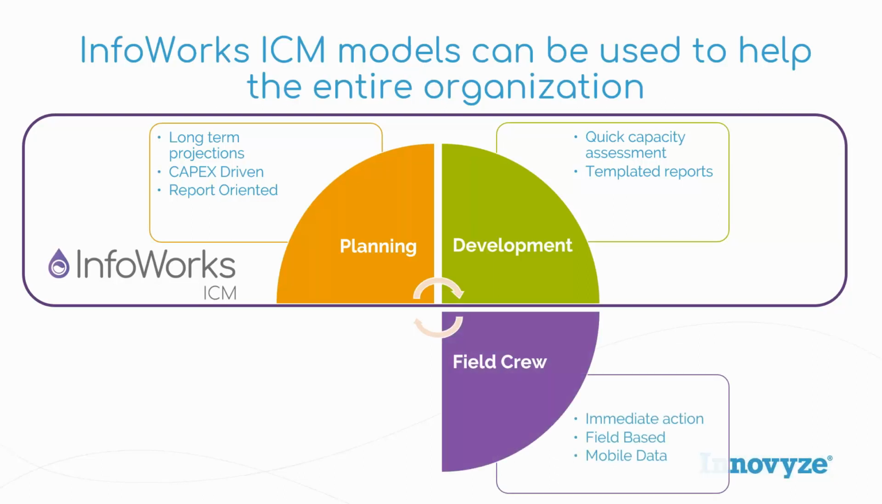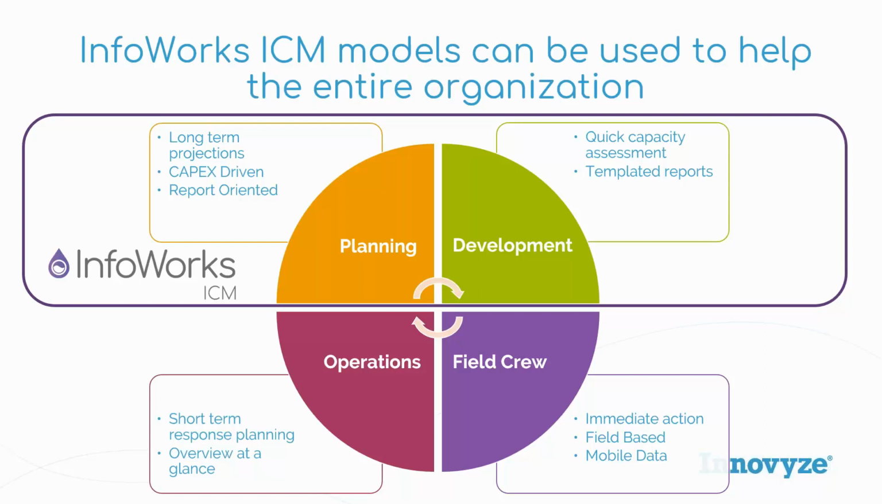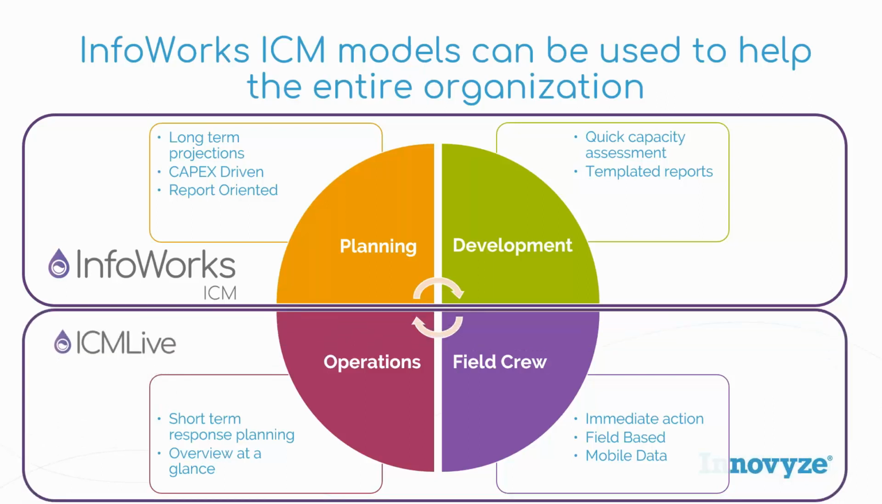But then also we have people like the field crews, and they're interested in immediate action. They're interested in what's going to be flooding, what will happen if something blocks or a pump breaks, and the operations team who are interested in short-term response planning. What do they do if they need to plan some works, if they need to turn off or isolate some part of the drainage network? And they'd primarily be getting those benefits from ICM Live.